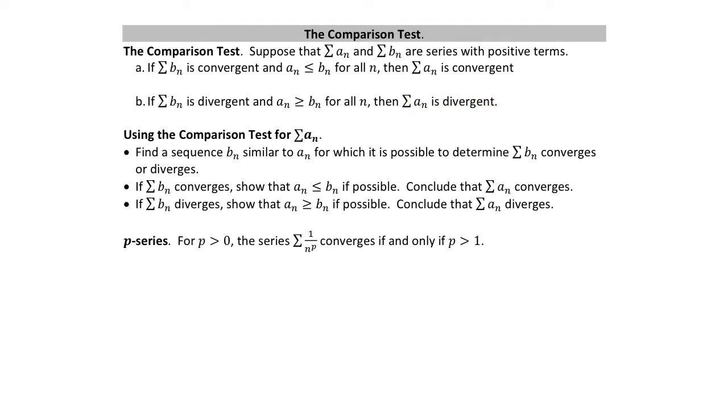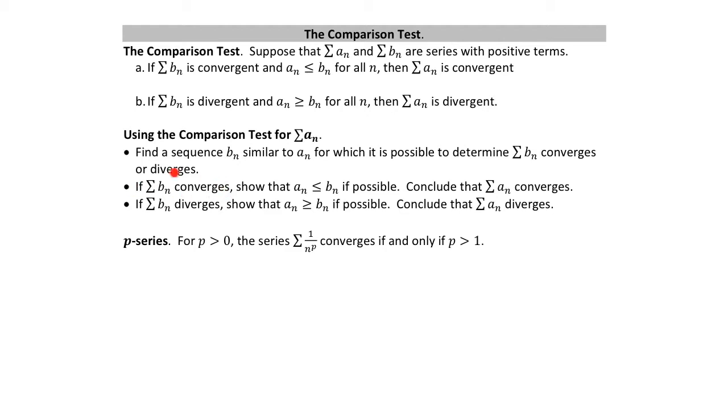And here's how we do this. Find a sequence, B sub n, that's similar to the one that you've been given. We're trying to determine if A sub n converges or diverges. We want to choose a sequence of terms so that we know whether or not B sub n converges or diverges. We don't want to choose one where we don't know if it converges or diverges.